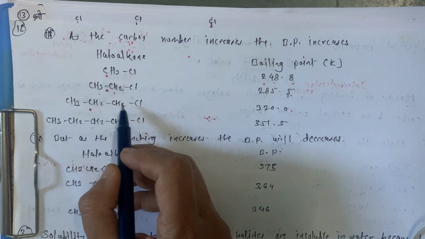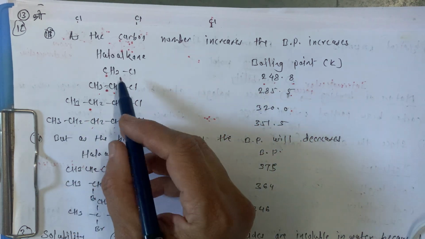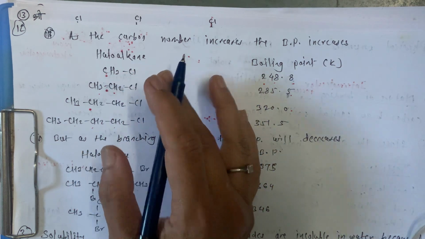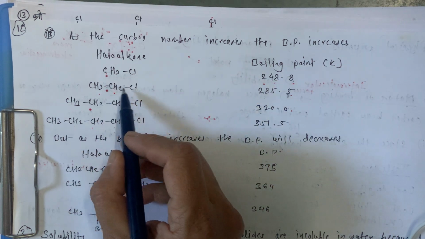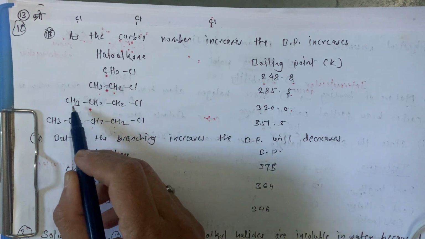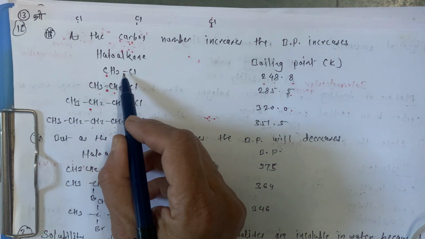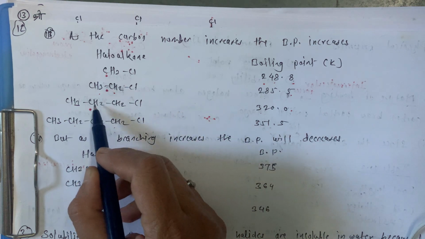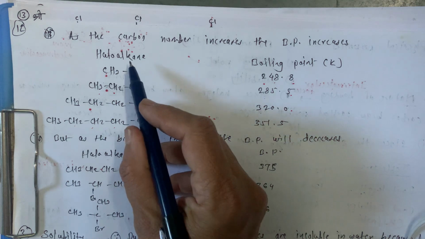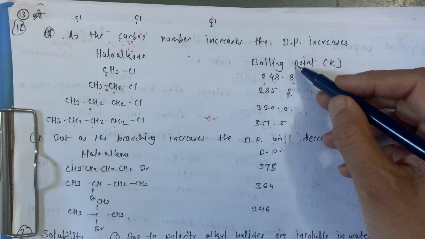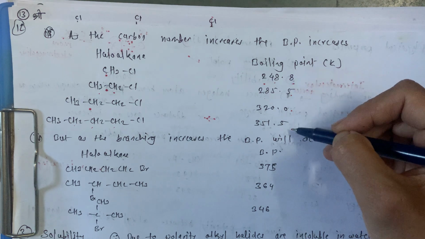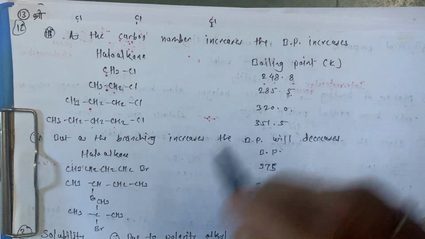Now here 1, 2, 3 major bonds I am telling you. There are other bonds also, C with the hydrogens, but I specifically mentioned these major bonds, the C-C bonds and the C-Cl bond. So it is only one bond, then here are two bonds, here are three bonds, here are 4 bonds. And as bonds are more, the boiling point goes on increasing, meaning the energy required to break the bonds is more, so the boiling point is more.